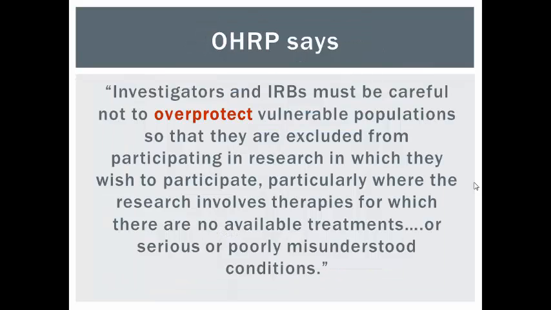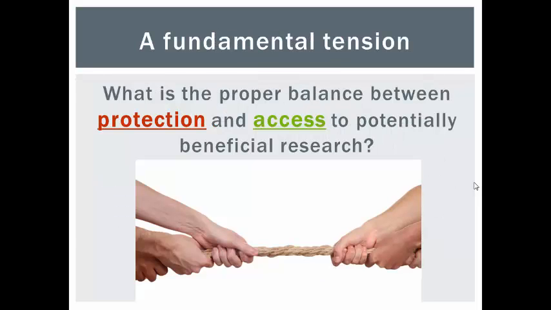So OHRP says investigators and IRBs must be careful not to overprotect vulnerable populations so that they are excluded from participating in research which they might wish to participate in, particularly when the research involves therapies for which there are no available treatments or for serious or poorly misunderstood conditions. So that's the balance that the IRBs have to weigh, is overprotection versus protection when it comes to equitable selection. There's this fundamental tension between protection and access to research.